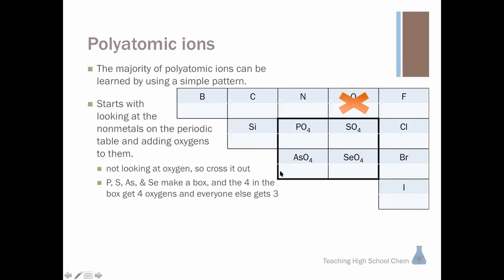All right, so these four right here in the middle. Right smack dab in the middle of the P block, above the staircase, is these four. These four all get 4 oxygen. Everybody else is going to get 3. Okay, so that's my oxygen. So now they have the correct number of oxygens. So phosphate has 4, arsenate has 4, selenate, sulfate. I know some of these you don't use. I don't remember if I've ever seen an arsenate compound or a selenate, but it makes for a nice little pretty box. And so the 4 get 4, keeps it simple. Everybody else gets 3.